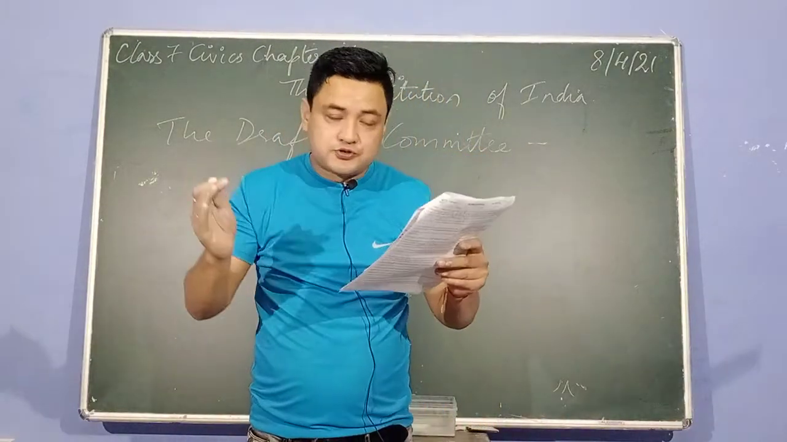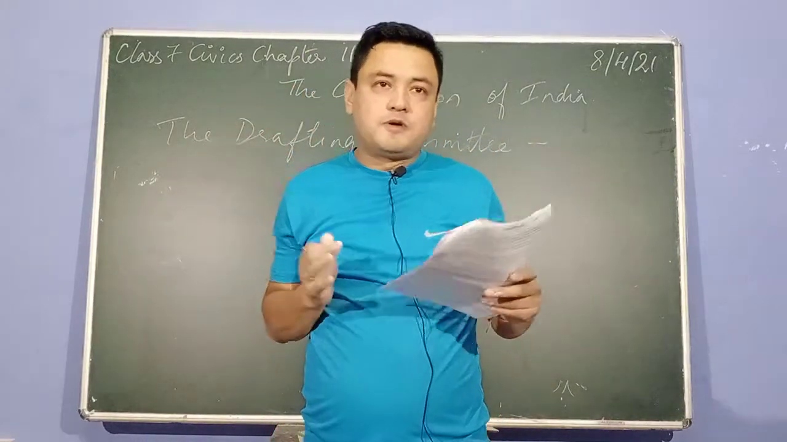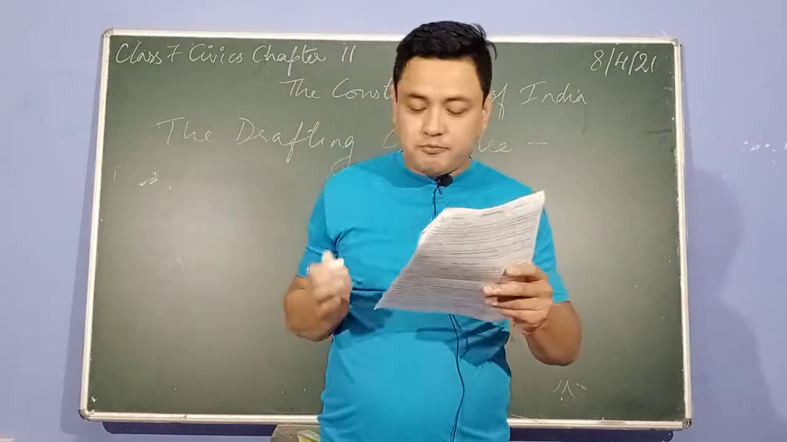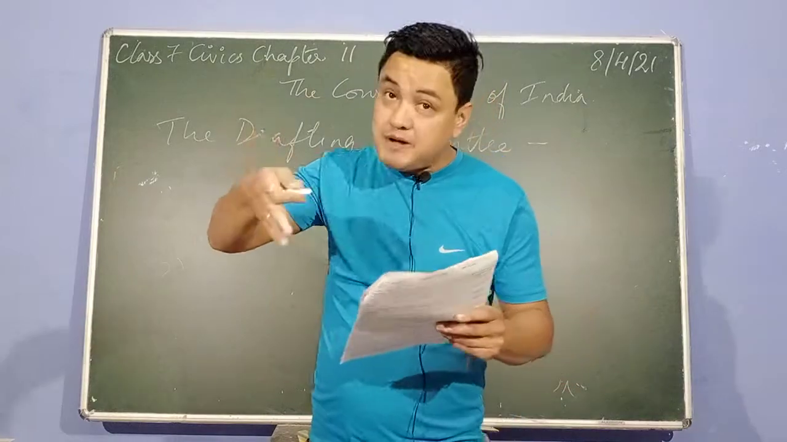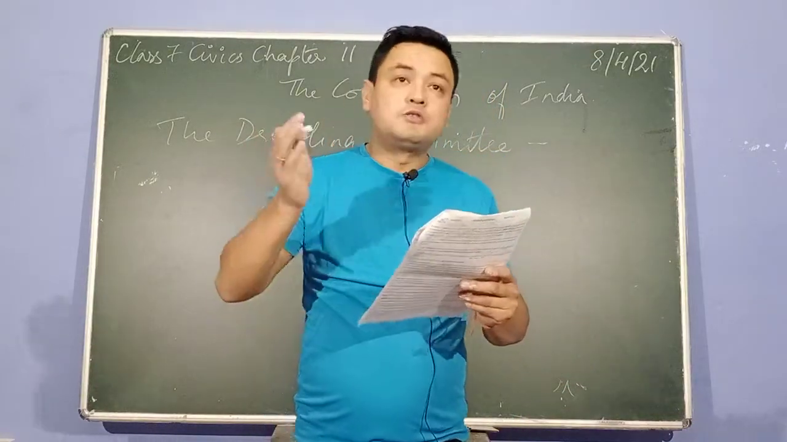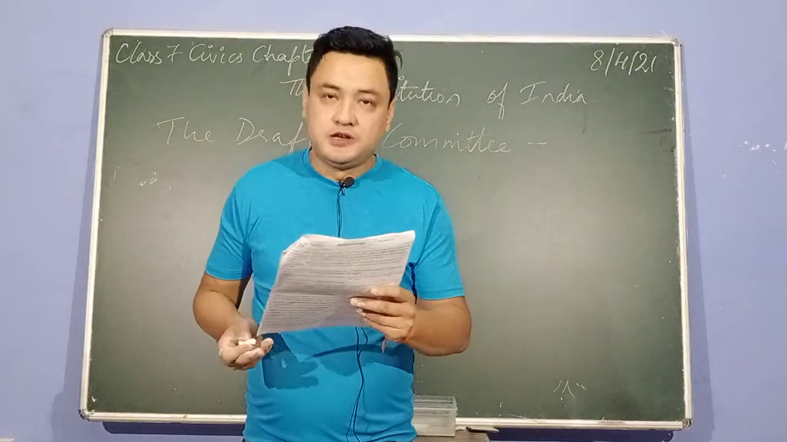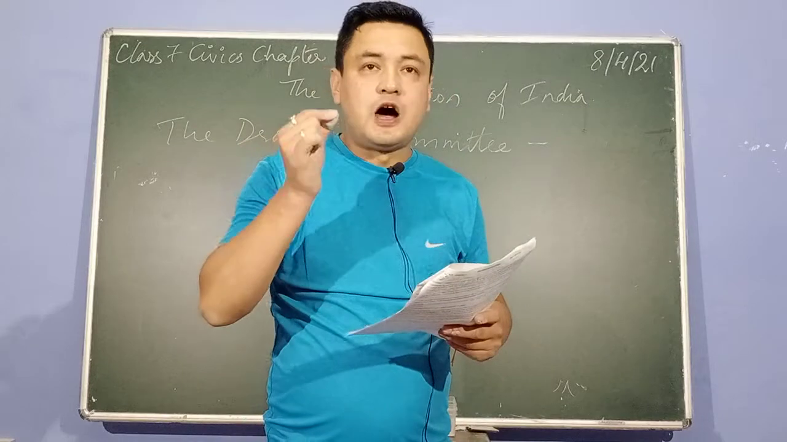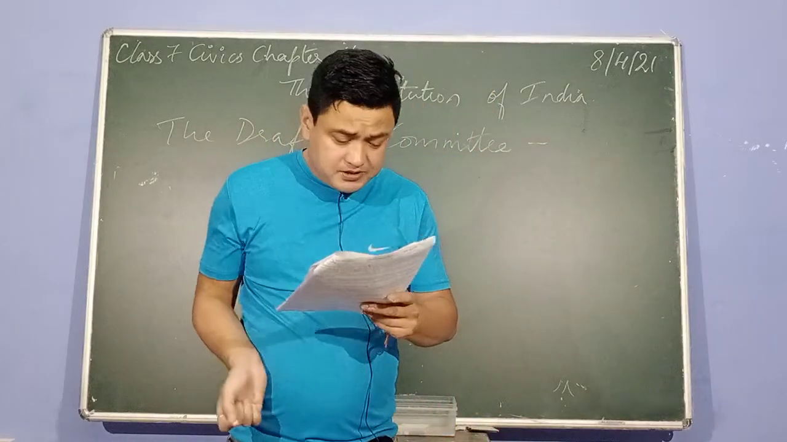In order to draft the Constitution, in order to make a rough copy of the Constitution, a drafting committee was made under the chairmanship of Dr. B.R. Ambedkar, which was set up by the Constituent Assembly on 29th August 1947, after the independence. Its main task was to draft the Constitution. It consisted of 8 members.